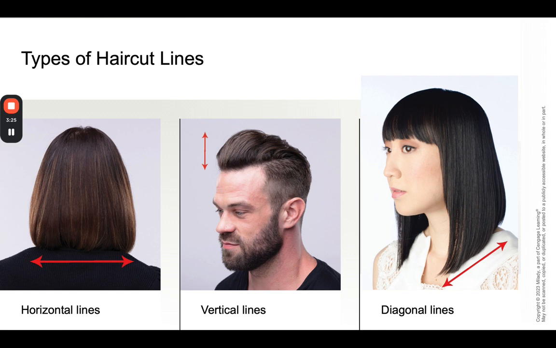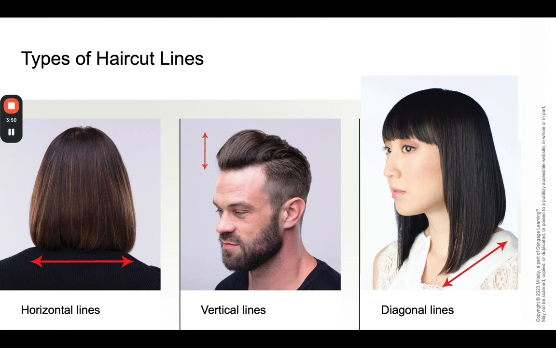Then we have vertical lines. These usually are described in terms of up and down and are opposite of the horizon. Vertical lines remove weight to create graduated or layered haircuts and are used with higher elevations. Diagonal lines are lines that sit between horizontal and vertical, and they have a slanting or sloping direction.